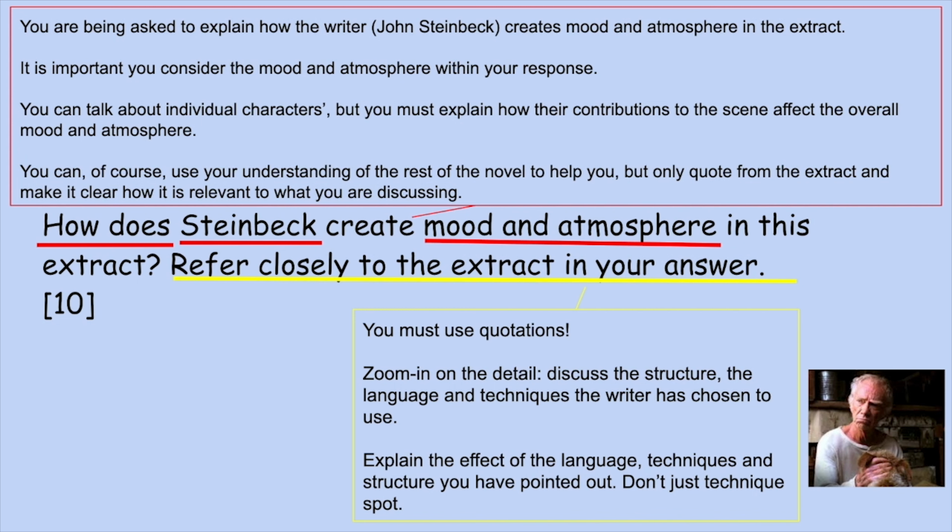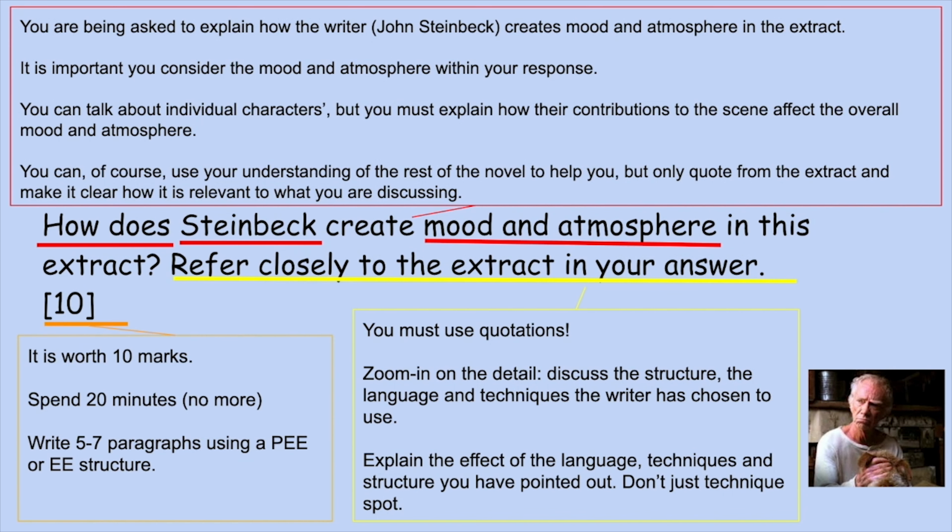Zoom in on the detail, discuss the structure, the language, the techniques the writer has chosen to use. Explain the effect of the language, techniques and structure you have pointed out. Don't just technique spot. So say why it's important, not just that you've seen a metaphor and that Steinbeck has used a metaphor. Say, he's used a metaphor and I think he's used a metaphor to do this. I think this metaphor creates this type of atmosphere.